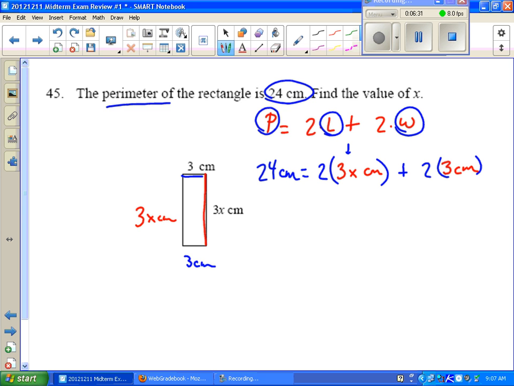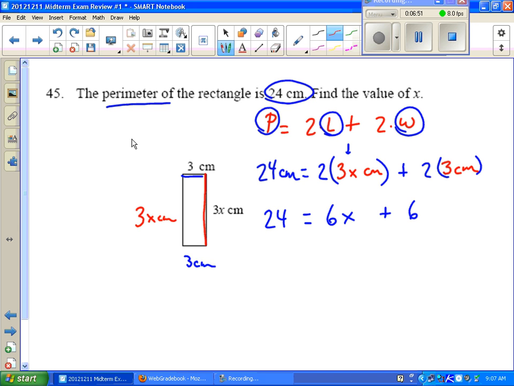So let's simplify everything we have. We can't do anything to 24 centimeters yet. I'm going to go ahead and take the units off just so we can see it a little bit more clearly. 24. 2 times 3x is going to be 6x. And 2 times 3 will be plus 6. So now you have 24 equals 6x plus 6.